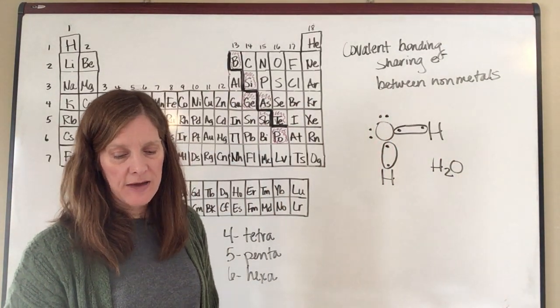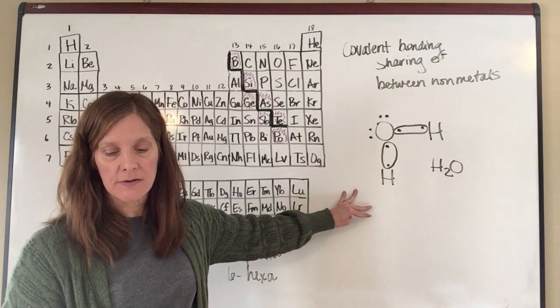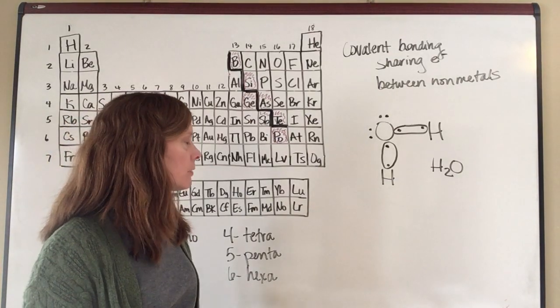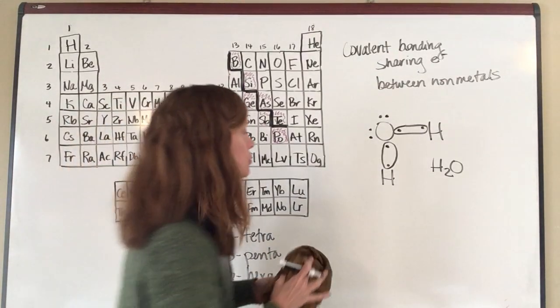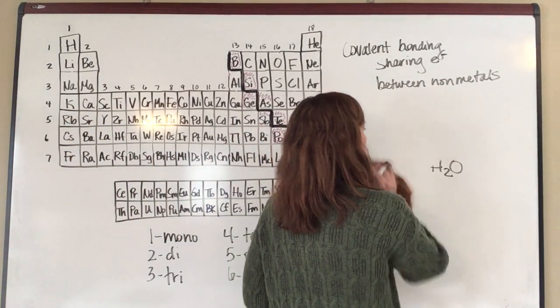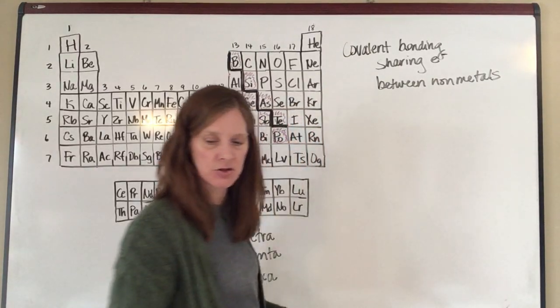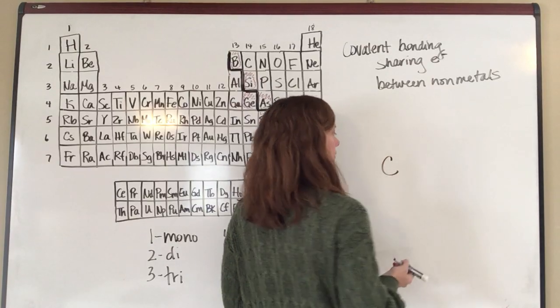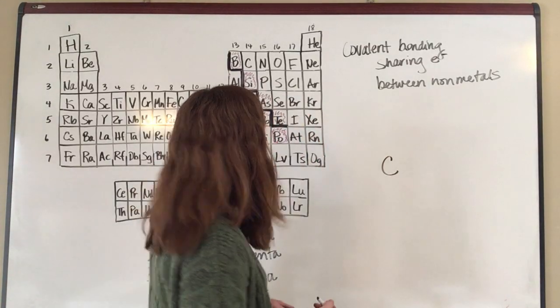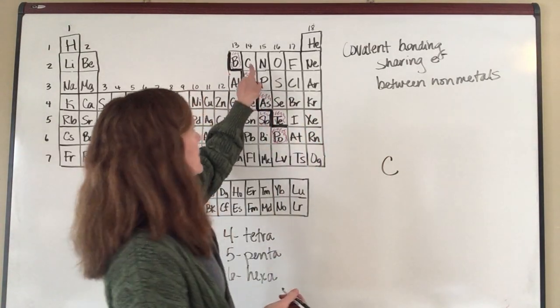Okay? And this is what's going to happen in a whole lot of different compounds. I'm just going to show you one more. Again, I don't expect you to draw these kinds of structures. I just want you to understand what's happening, how they are sharing electrons so that they will have an octet around them. Carbon has how many valence electrons?